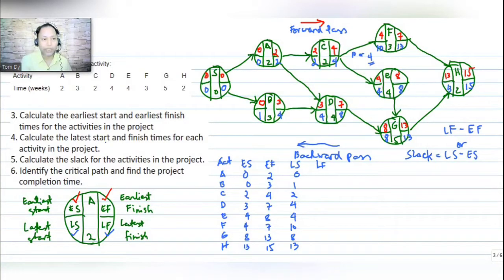This time, LF, the latest finish. I am summarizing 3 and 4. For LF, we have 2, 4, 4, 8, then 8, 13, 13, and then 15 for our LF. Then after LF, we have the slack.